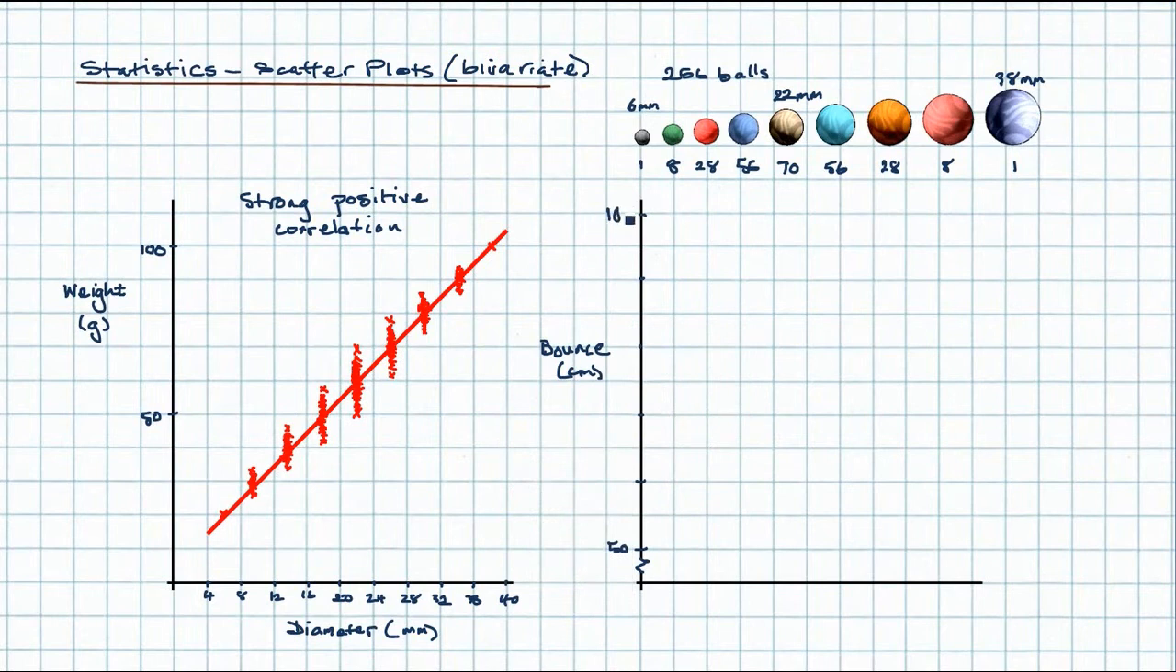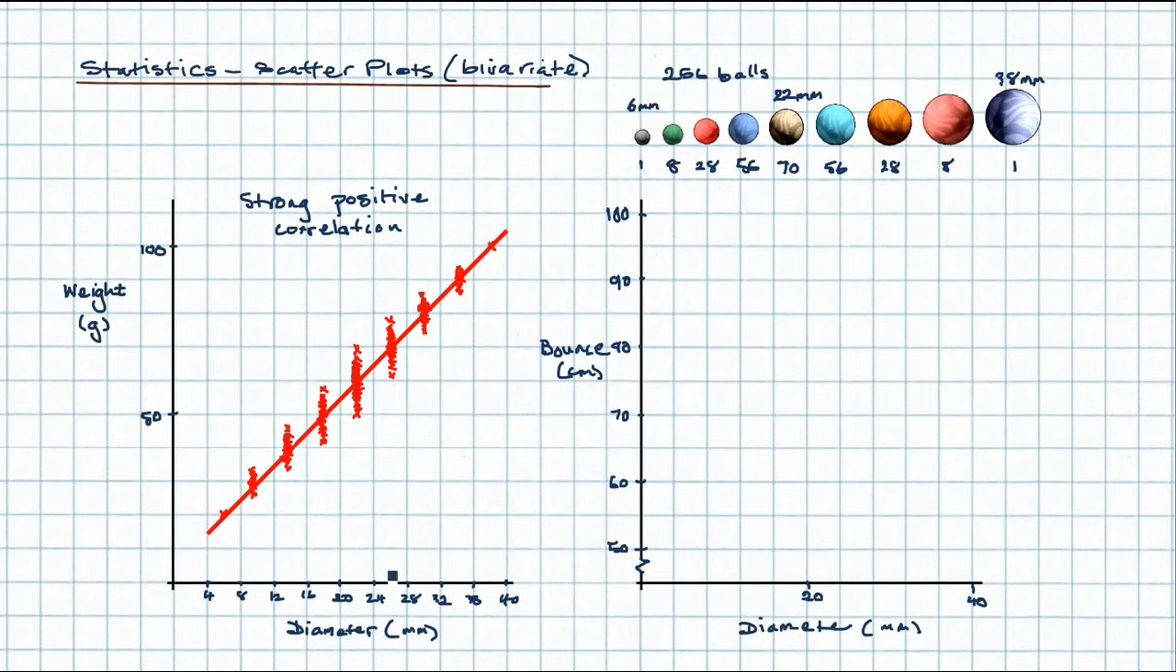So that's 100 centimeters. So we've got 60, 70, 80, 90, like that. Okay, now on the x-axis we're going to keep the same variable that we had before, so diameter again in millimeters, and again we can label this up 0 to 40. So let's just finish like that.